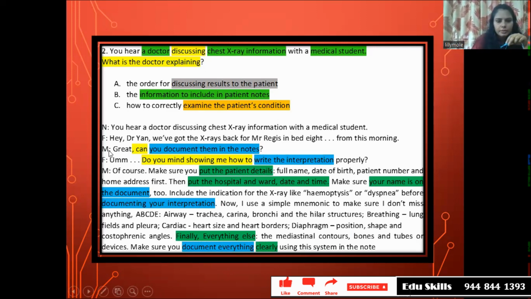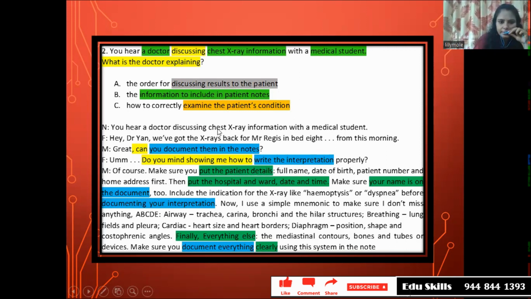Okay. So you can see that. Do you mind showing me how to write the interpretation? So the question itself we can understand. What is the answer? Information to include in the patient note, because he is asking, do you mind showing me how to write the interpretation? What is the interpretation? Showing how to write the interpretation. That means how to write the information in the patient note. Is that clear? Yes, sister.